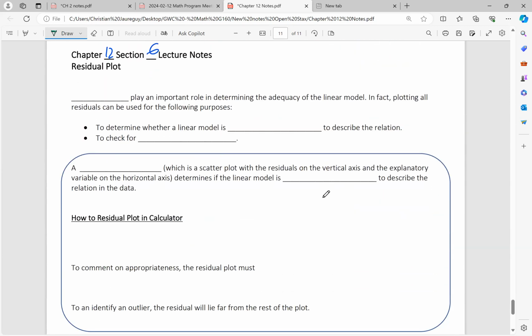Sweet. 12.6. If you remember last class, we mentioned, I know we're talking about linear models and linear strength, but can we even do this? Is it appropriate? Is our data linear to begin with? The main way we do this is with residual plots. Residuals play an important role in determining the adequacy of the linear model. In fact, plotting all the residuals is useful for the following purposes: to determine whether a linear model is appropriate, to describe the relation, and to check for outliers.